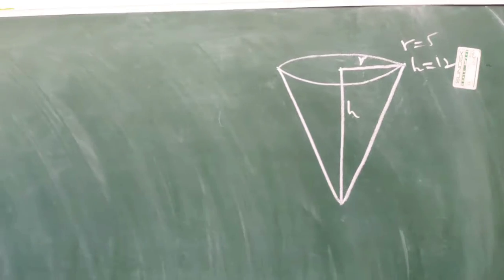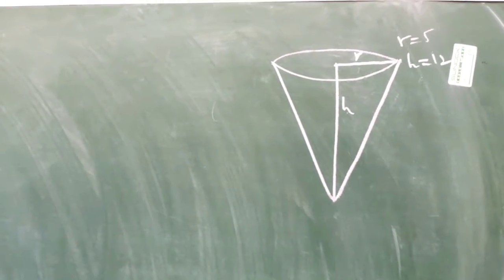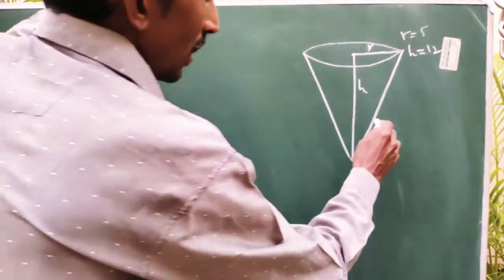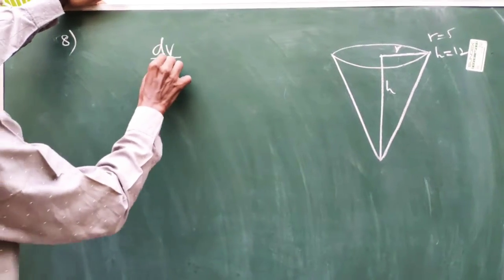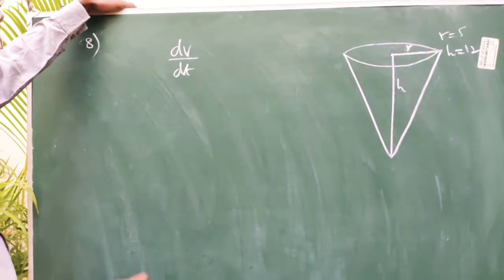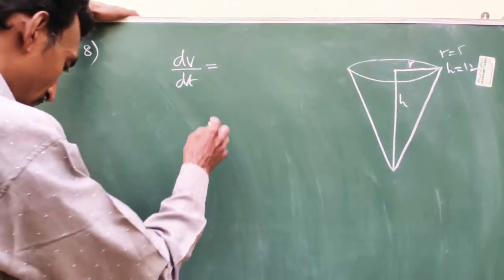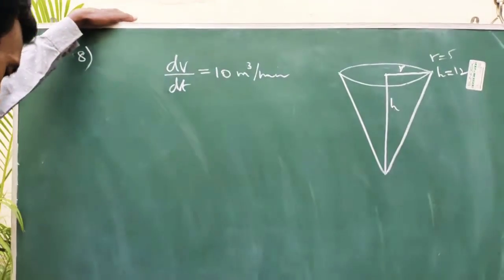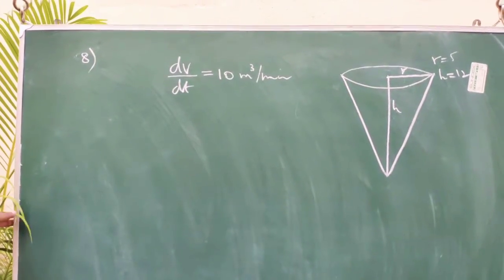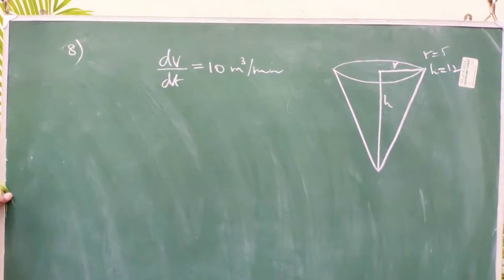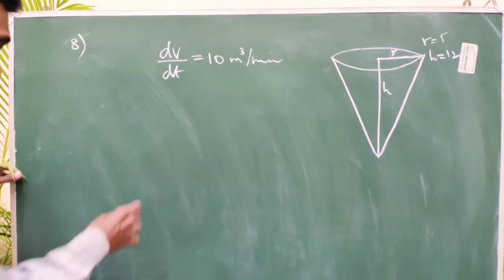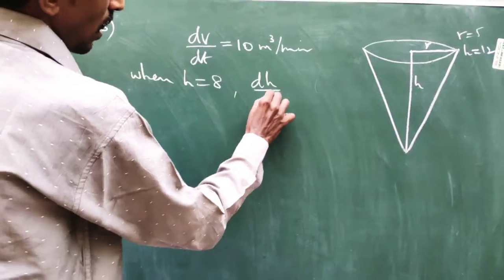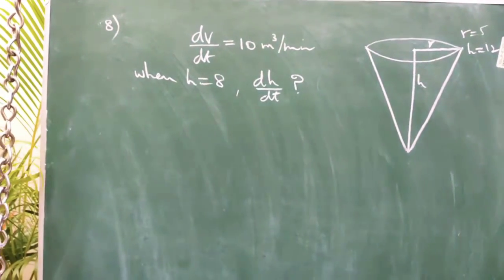If water flows into the tank at the rate of 10 cubic meters per minute, water flow means it is nothing but the rate of change of volume. dV by dt is given in the question as 10 meter cube per minute. How fast is the depth of the water increasing when the water is 8 meters deep? So when h equals 8, what is dh by dt? That is the question.